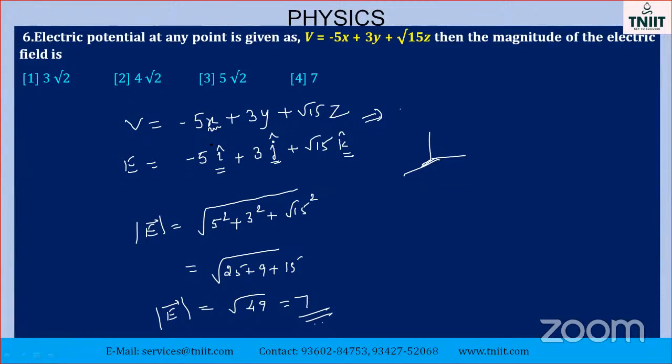X-axis means i cap, y-axis means j cap, z-axis means k cap. So it is all one dimension. It is just acting along the x-axis, y-axis and z-axis, which are mutually perpendicular to each other. Therefore, the electric field value will be equal to root 49, which is 7.